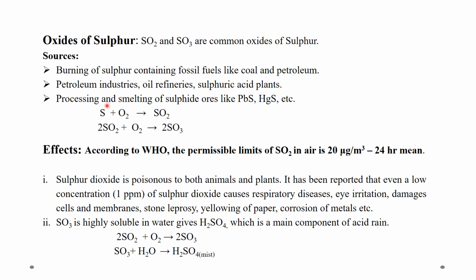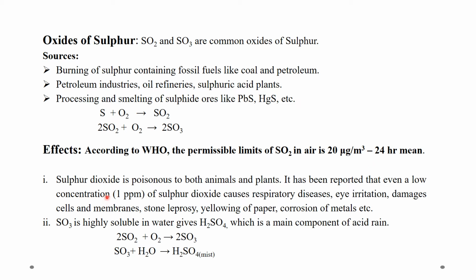Sulfur reacts with oxygen giving sulfur dioxide. This sulfur dioxide reacts with oxygen giving sulfur trioxide. Both sulfur dioxide and sulfur trioxide will be released into the atmosphere due to these sources. Effects. According to WHO, the permissible limit of sulfur dioxide in air is 20 microgram per cubic meter of air volume. It is a 24-hour mean.